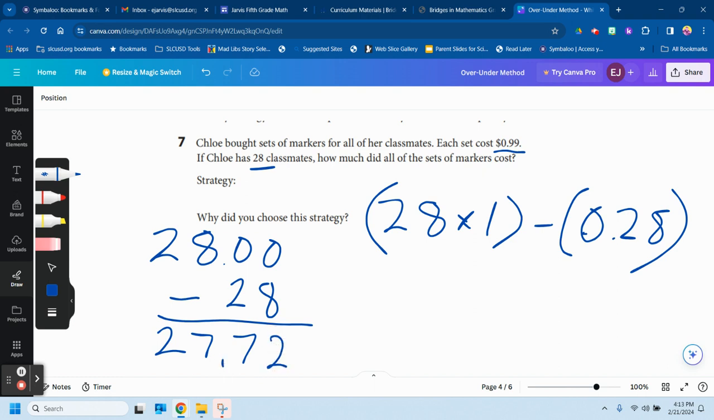$27.72. $1 minus 25 cents would be 75 cents. Therefore, I have 3 more cents to take away. That would get me down to 72. Hopefully that makes sense. So she's going to spend $27.72. Does that make sense? We can talk about this more in class. Hopefully this helps you get started, though.